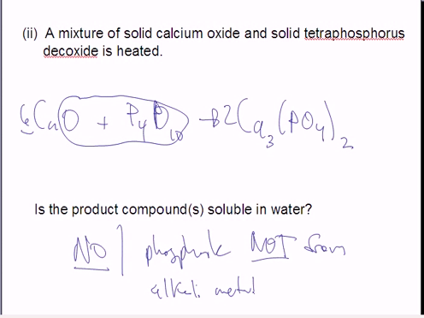Okay, so again, metal oxides and non-metal oxides, you're going to take the metal, put it in the front, and you're going to take the remaining non-metals and think about what polyatomic ion comes from those. In this case, it's PO4 3 minus.